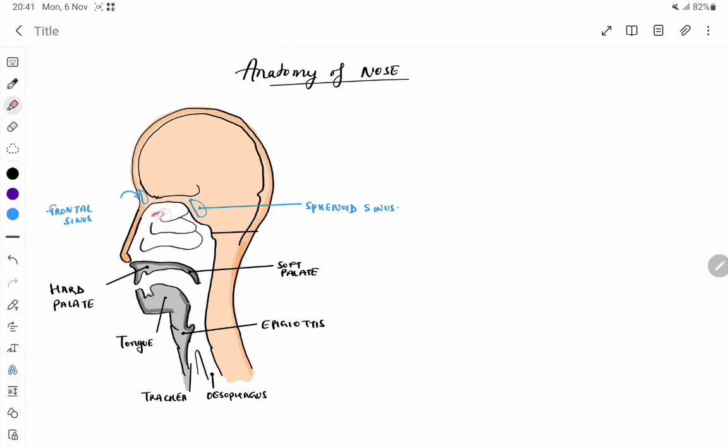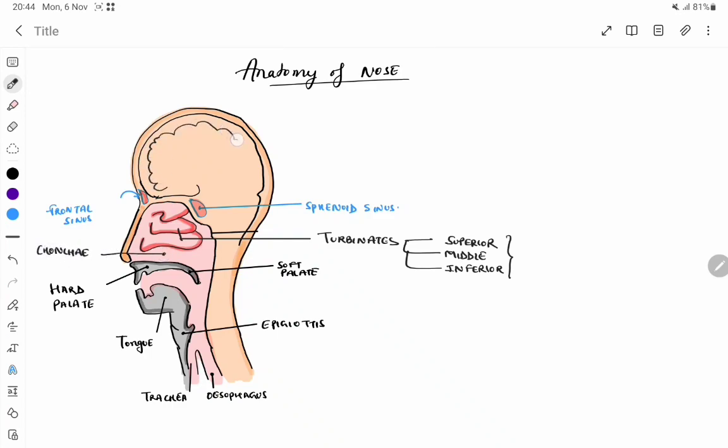Now see, in this image, what I am showing you are the turbinates and the sinuses, which are present in the nasal cavity. Discussing a little about the nasal cavity, it has a floor, roof, lateral wall, and medial or septal wall. It has three turbinates: superior, middle, and inferior turbinates.